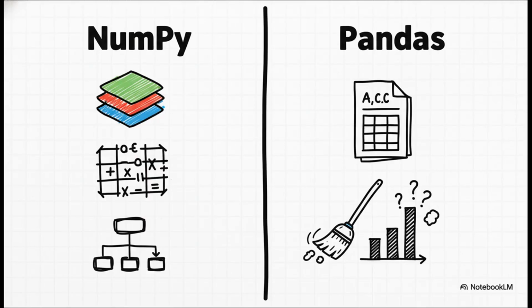So here's a quick cheat sheet for you. If you're implementing a math-heavy algorithm from a paper, doing linear algebra, or working with something like image data, you want the raw power of NumPy. But if you're reading a messy CSV file, cleaning up missing values, or analyzing time series data, you're going to want the convenience of Pandas.